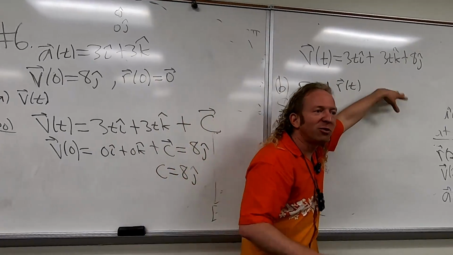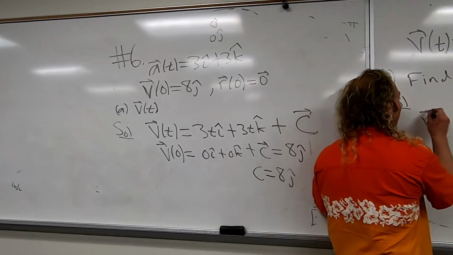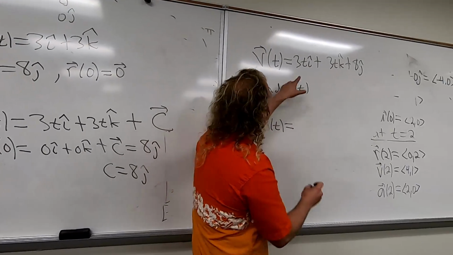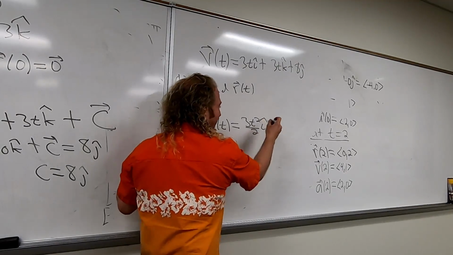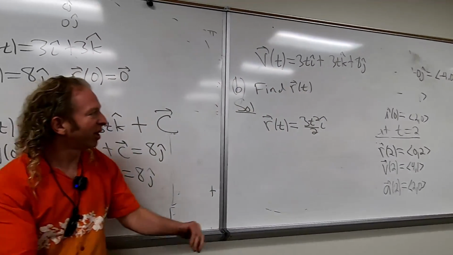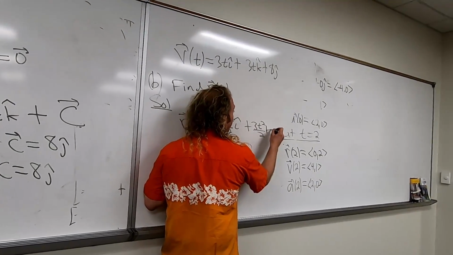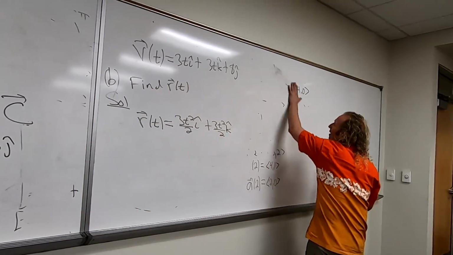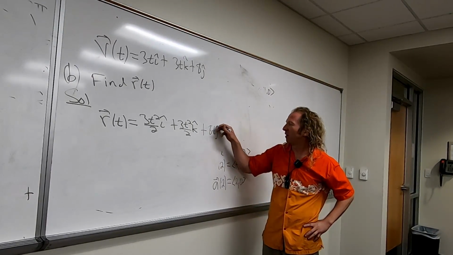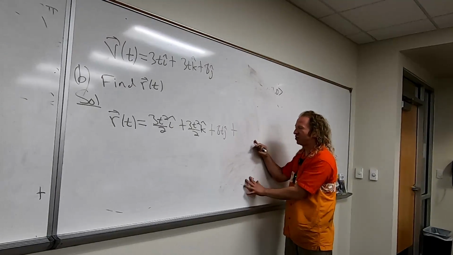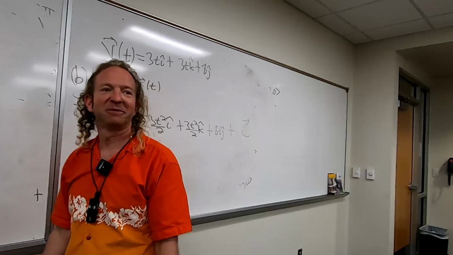How do you find R? What do you do with this? Integral, yes. Awesome question. So R of t, this will be 3t squared over 2 i hat plus 3t squared over 2 k hat. What happens when you integrate 8? What do you get? 8t j hat. What's missing? The plus C, the vector, the giant C vector. That's not giant, but I just put a big C. It's not so bad.